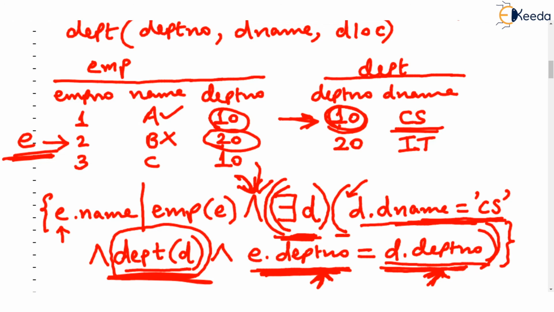What happens next? Obviously, this E visits the third employee, and the same searching in the DEPT relation due to the bounded variable happens till it gets the department name CS. And then it will compare whether department number, which is 10, matches the department number of the current employee, and it matches. So C will be listed. I hope you have understood this particular query.